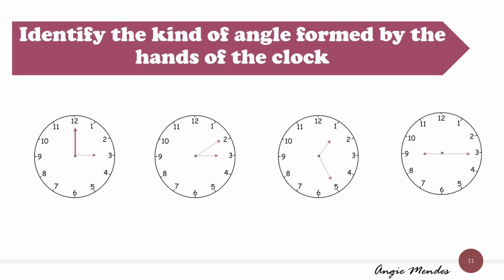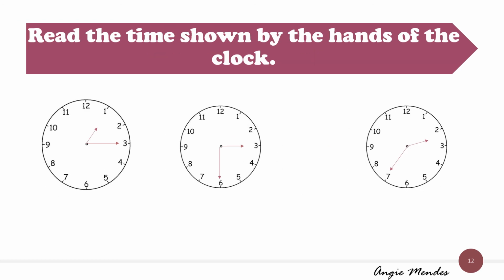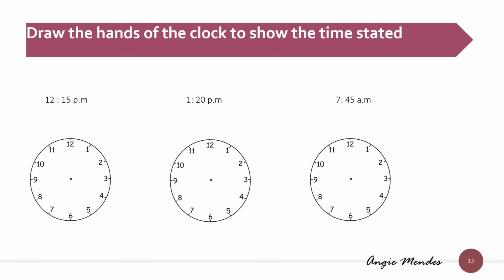This is something for you to do. Identify the kind of angle formed by the hands of the clock, shown by each clock face. Also, read the time shown by the hands of these clocks. Another thing you can do is draw the hands of the clock to show the time stated. So here it is 12:15, so you can show the time on this clock face as well as the rest.